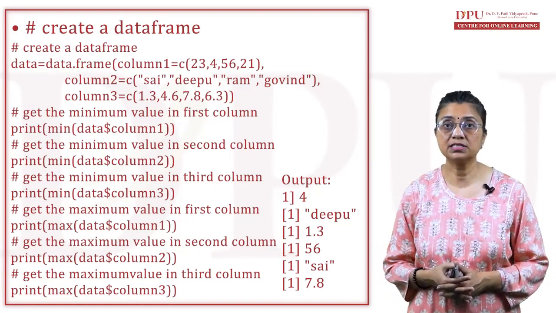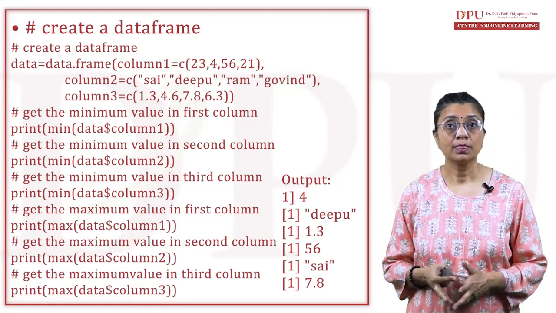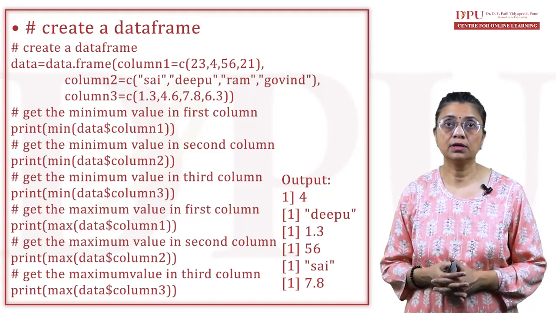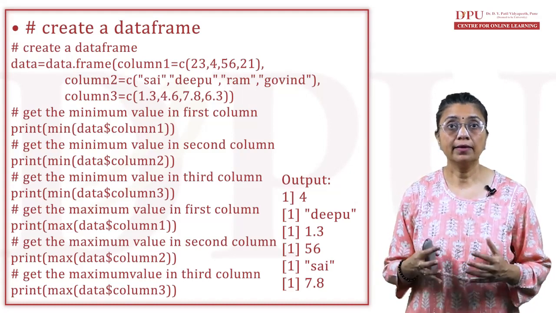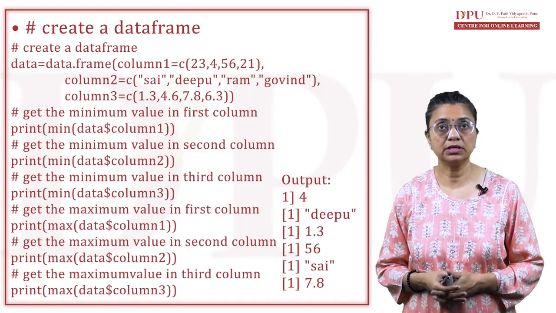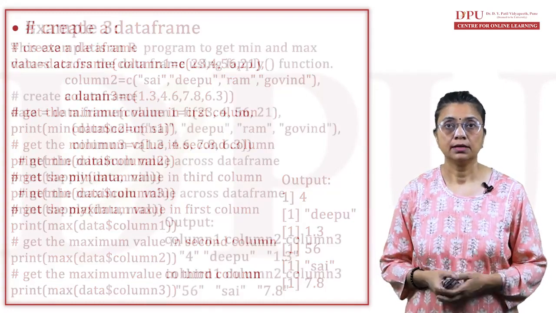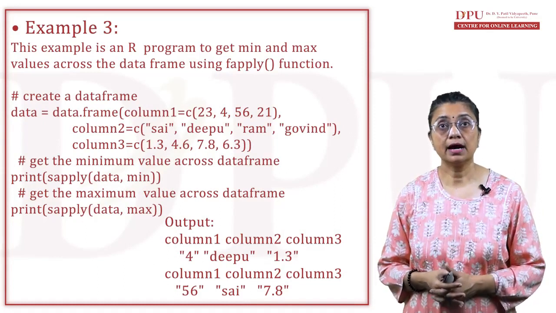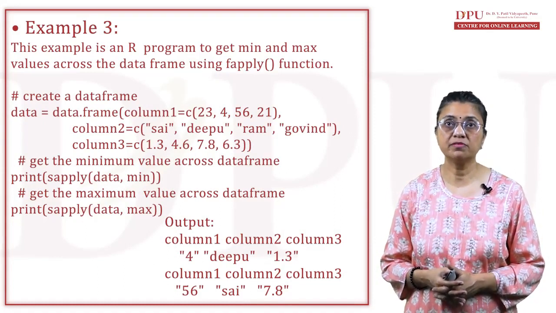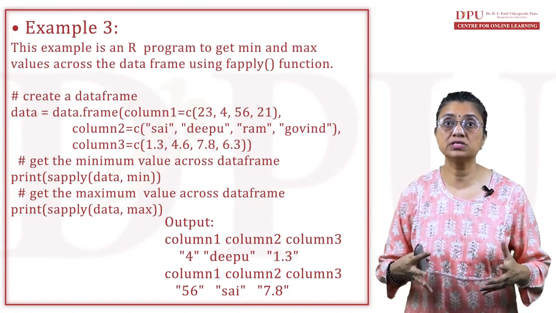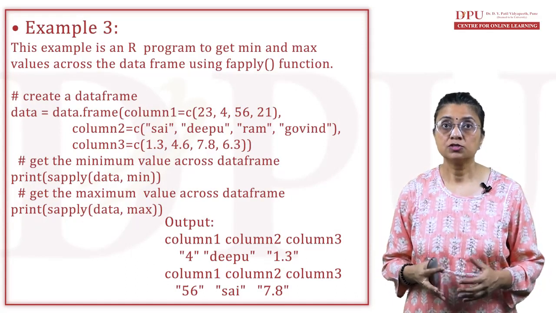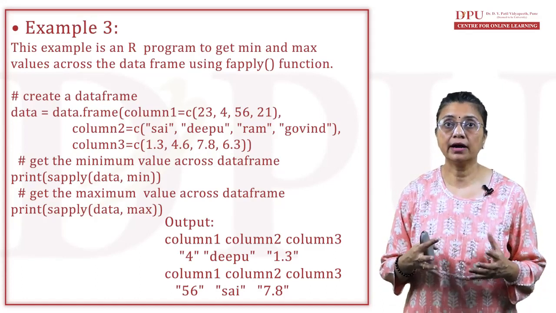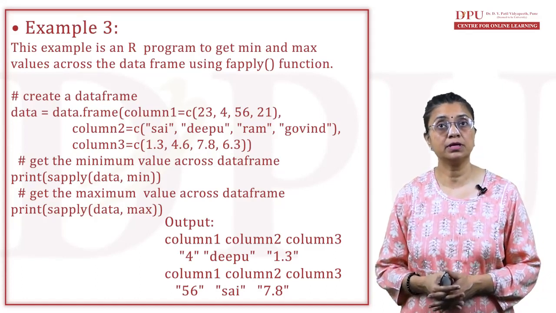Then we have the maximum value in the first column, which is 56. We can see the maximum value in the names is Sai, and the maximum value in column 3 is 7.8. Let's discuss this example now. This example is an R program to get minimum and maximum values across the data frame using the sapply function. Here we are using the sapply function and we are calculating the maximum and minimum.